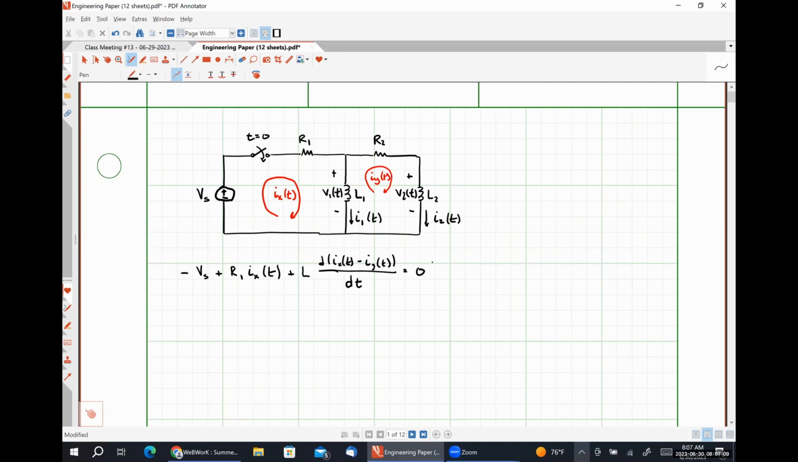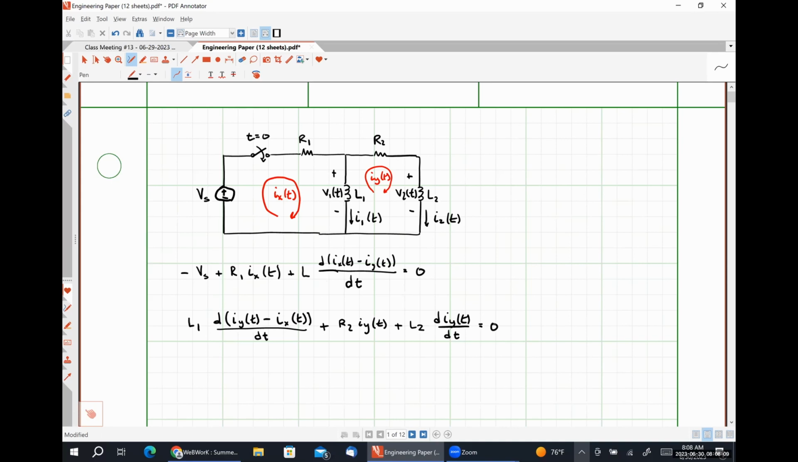And when we write our KVL equation around mesh 2, we're going to wind up having L1 times the derivative of Iy minus Ix with respect to time, plus R2 Iy, plus L2 times the derivative of Iy with respect to time, is equal to 0.